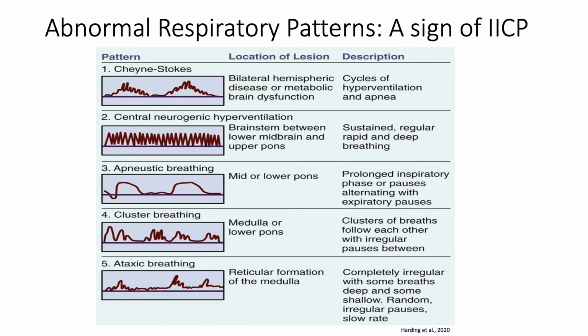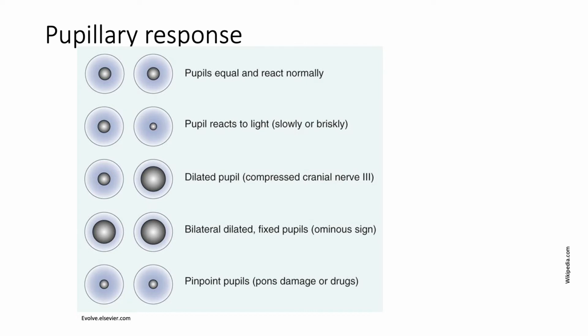So here we have some examples of different abnormal respiratory patterns that we might see in our patients with increased ICP. And you can see the name of the pattern, what part of the brain is being affected, and the description of each here. I recommend taking a look at that visual pattern as well as the description of each so you can be able to identify these in your patients. Just keep in mind, if your patient is mechanically ventilated and sedated, it could be difficult to identify these breathing patterns. As you can imagine, pupillary responses can also be affected by intracranial pressure.